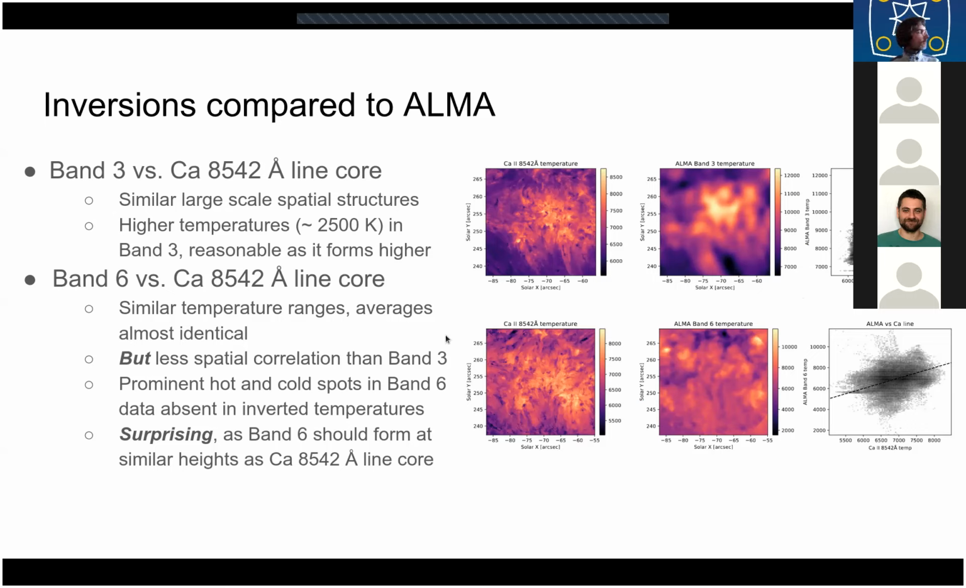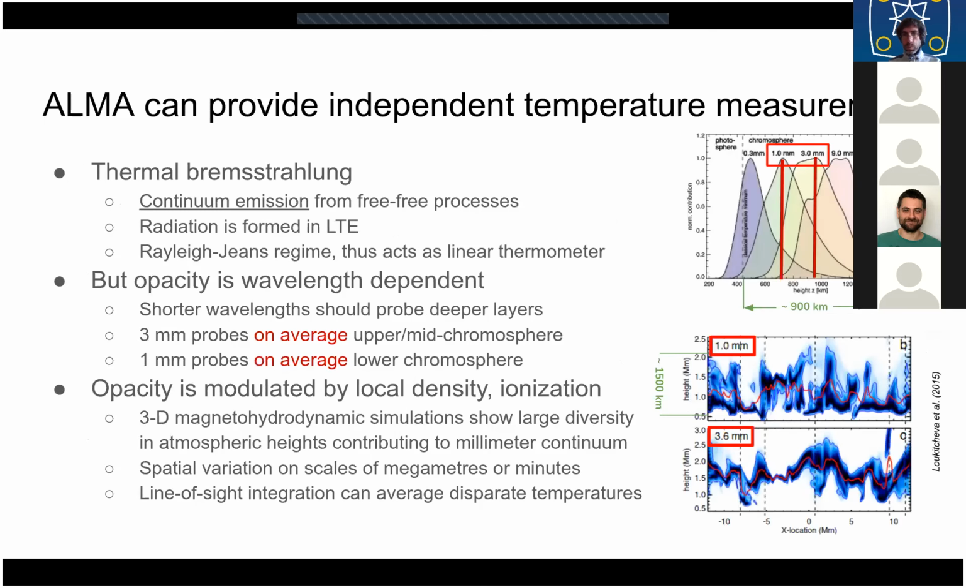Now, when we look at band 6 as compared to the inversions, they have very similar temperature ranges, but there's a lot less spatial correlation than we would expect. And this is surprising because we think that band 6 and the calcium line should form at similar heights. So what's going on here?